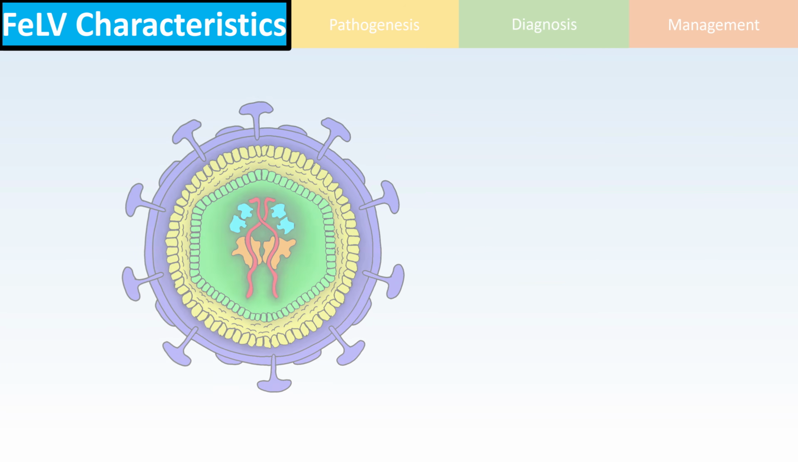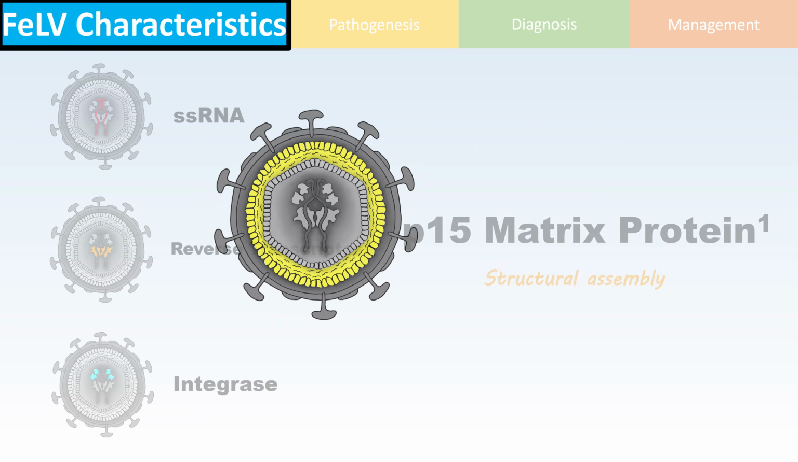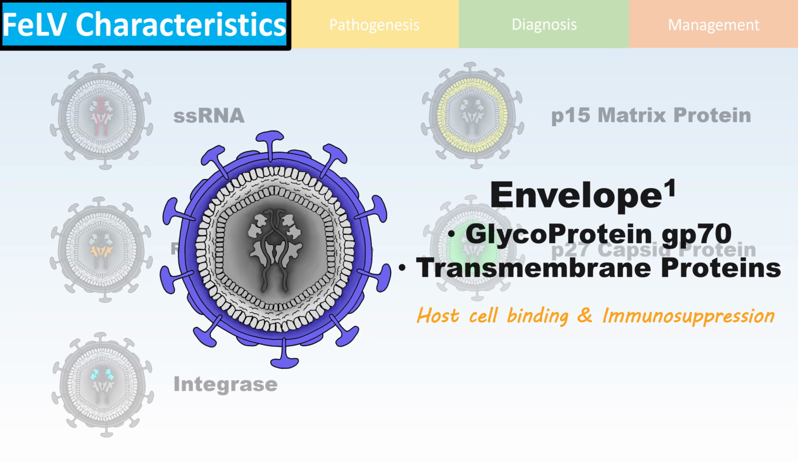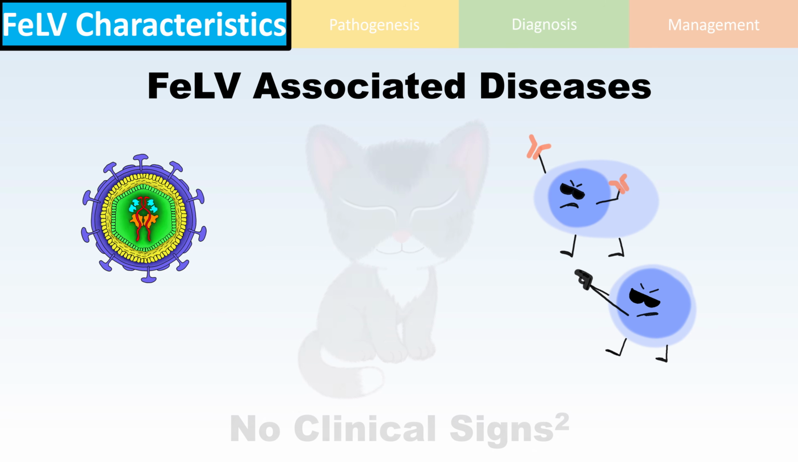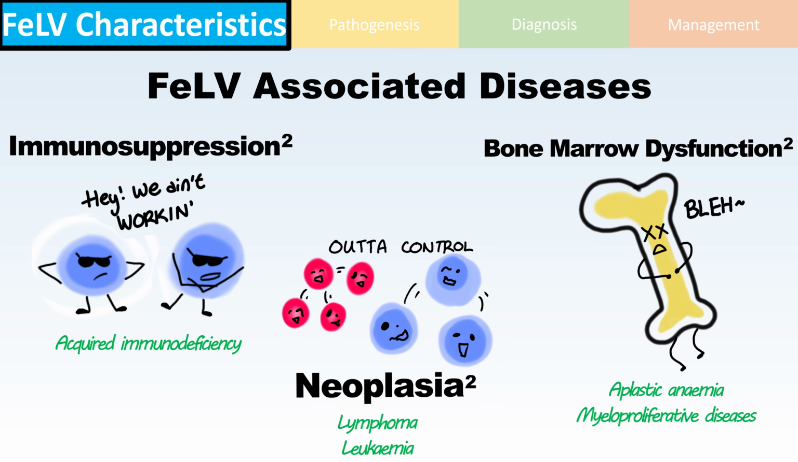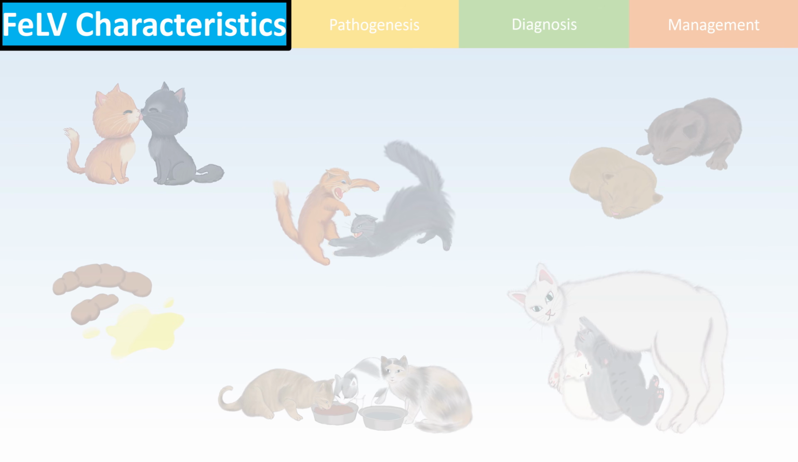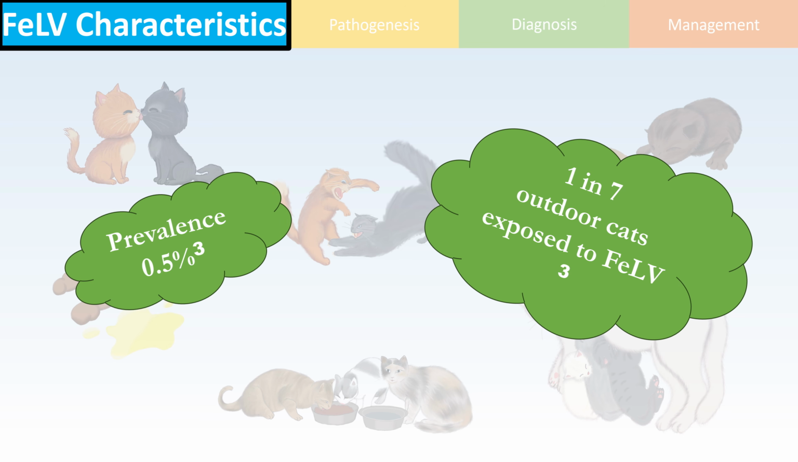Feline leukemia virus, or FeLV, is an enveloped RNA retrovirus that causes a spectrum of diseases depending on the viral strain and the host's humoral and cell-mediated immune response, ranging from no presentation of disease to acquired immunodeficiency, lymphoma, leukemia, aplastic anemia, and other myeloproliferative diseases. Although prevalence is low, FeLV exposure and infection remain a significant concern.